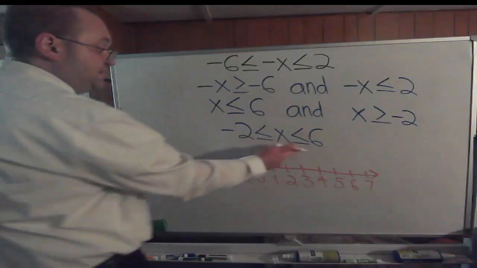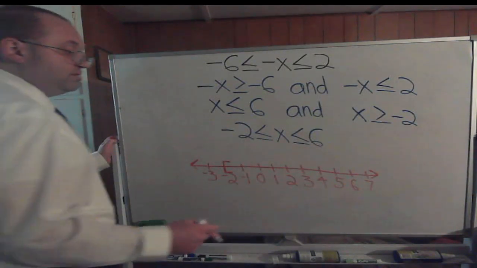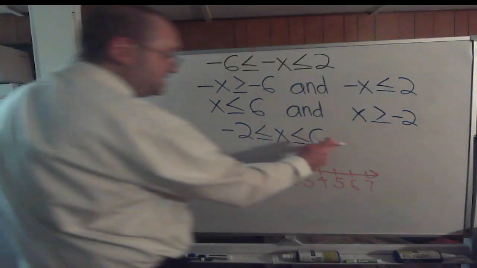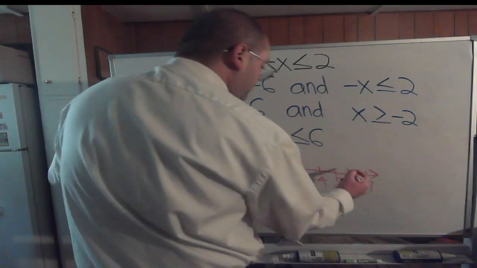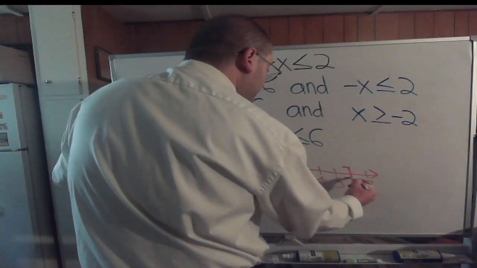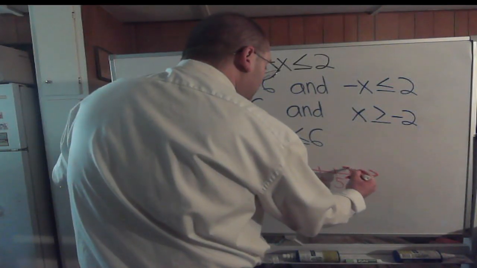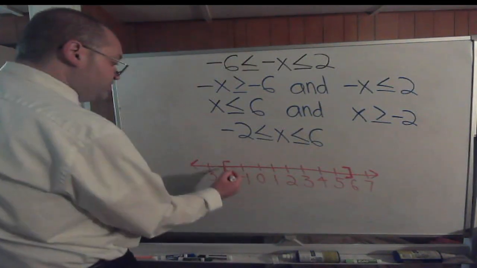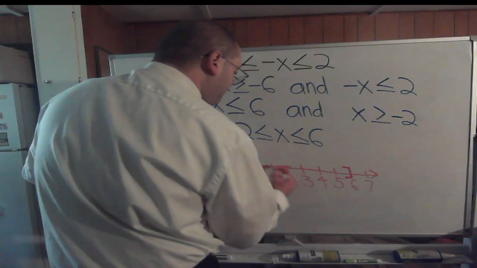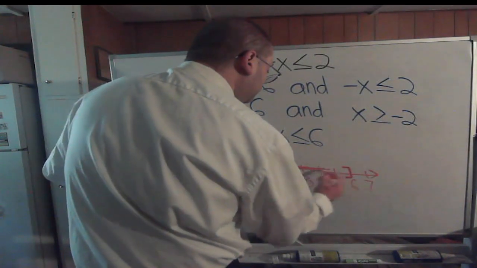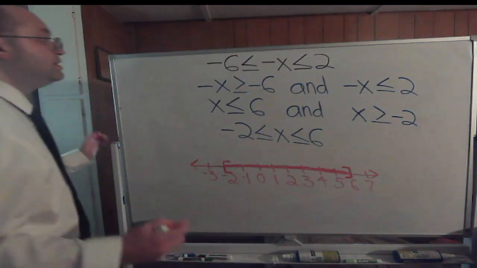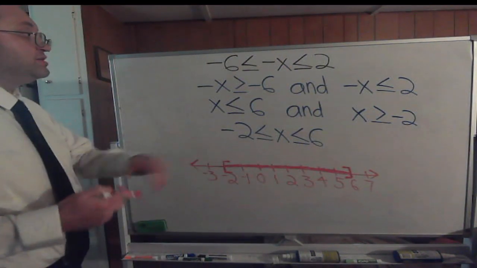And then x is less than or equal to 6, so you're going to put a bracket at 6 since you have the equal component, but since that's your second number, the bigger number, the bracket will face, the open part will face to the left. And then we will just shade the entire region in between. And that would be your solution.